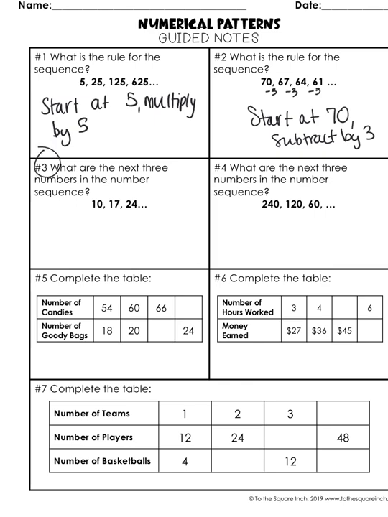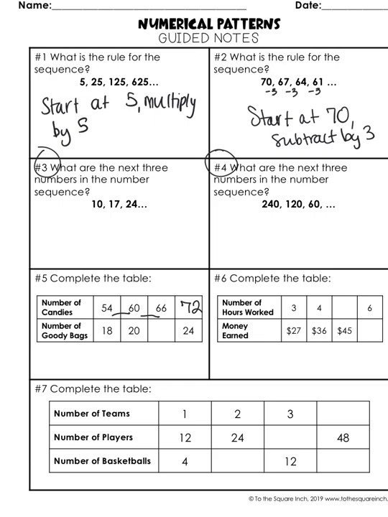And do 3 and 4 on your own. So we're going to complete the table for number 5. So the number of candies, 54, 60, 66. Okay, so from 54 to 60 is plus 6. 60 to 66 is plus 6. So obviously for my last one, I'm going to add 6 again. So 66 plus 6 would be 72.